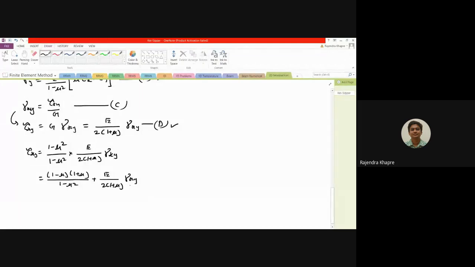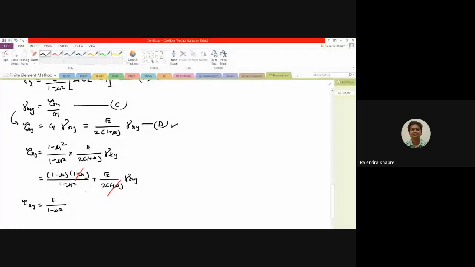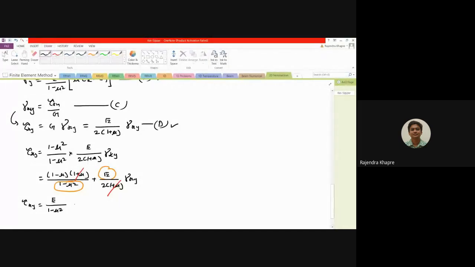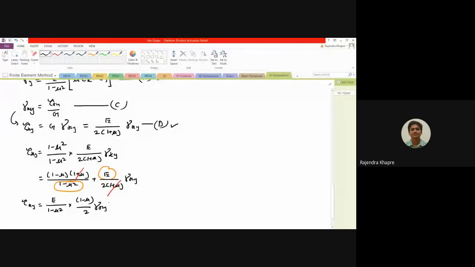Now you can see there is one common term: here this is 1 plus mu, and here this is 1 plus mu. So this can get cancelled, and as a result you get tau xy as E divided by (1 minus mu square), which is this term over here. Then taking these two common, multiplied by (1 minus mu) divided by 2 into gamma xy. Let us call this expression e.